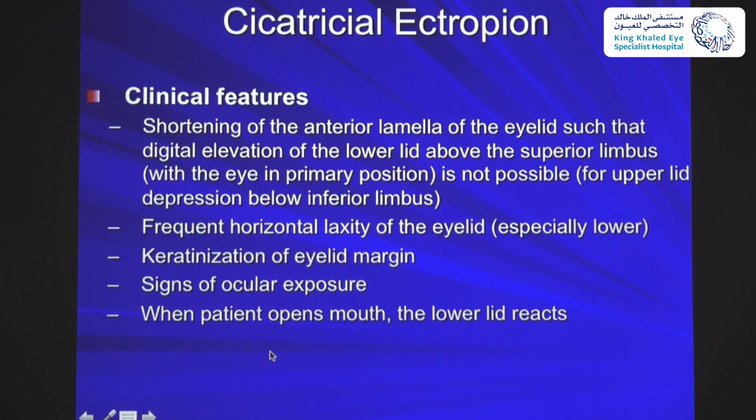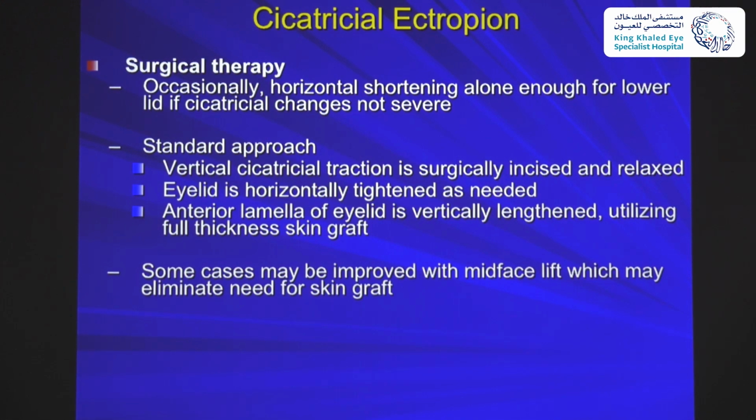One of the things that helps you identify changes in the anterior lamella is to ask the patient to open the mouth; the ectropion becomes worse because of the shortening in the anterior lamella. How we treat cicatricial ectropion depends on the assessment of the shortening or deficiency in the anterior lamella, and whether there is laxity in the eyelid, either medial, lateral or vertical.